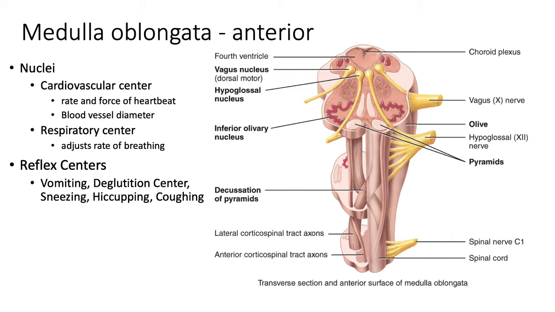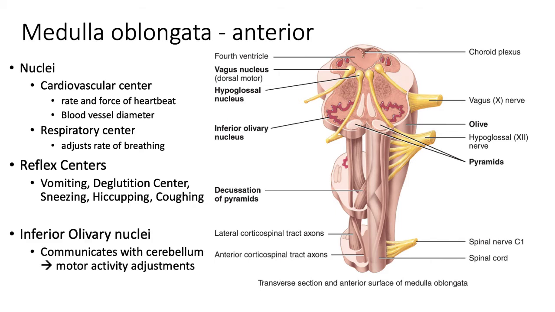The anterior medulla also contains the inferior olivary nuclei. These nuclei are found in small oval bulges on the lateral sides of the medulla called the olives. The neurons that synapse in the olivary nuclei extend from the medulla into the cerebellum, where they help to refine your skeletal motor activity.